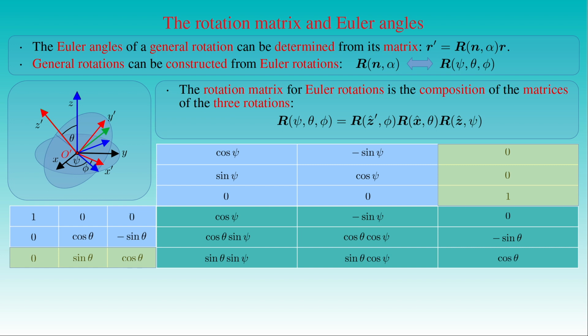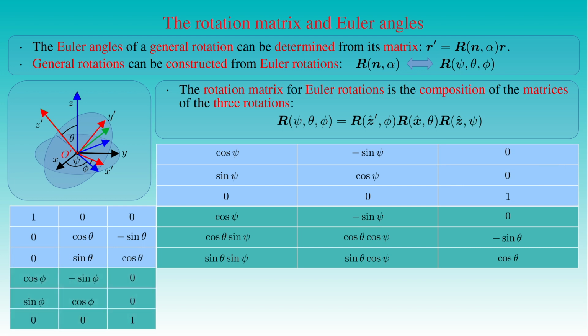If we multiply this result with the first matrix in the product, that is with the matrix R z-hat-prime phi, then we obtain the general rotation matrix in terms of the Euler angles.